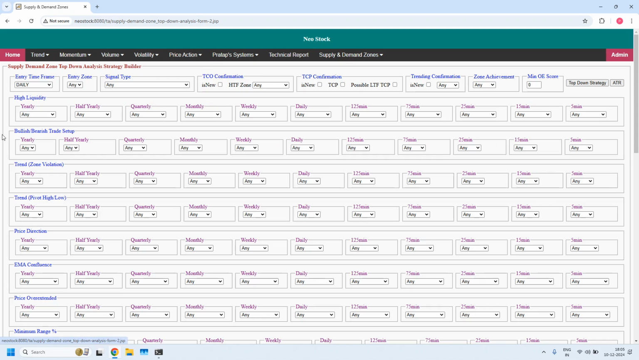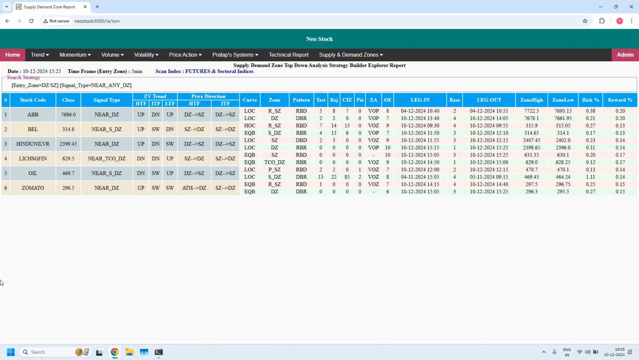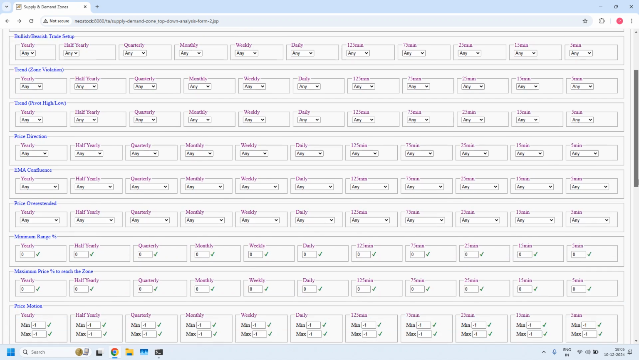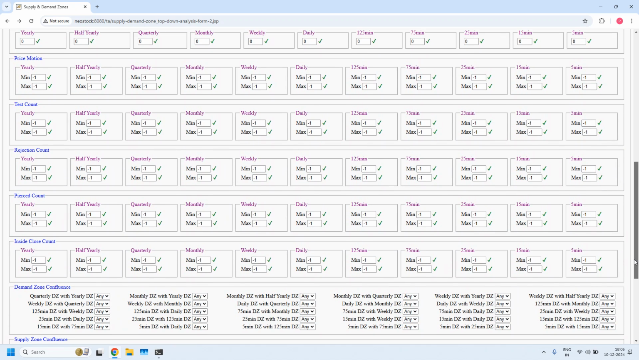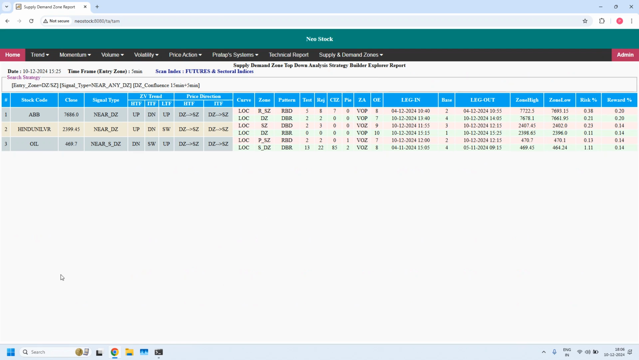Next time frame is the 5 minutes. Stocks near 5 minutes demand zone. We got 6 stocks. Let's find the LTF and ITF demand zone confluence. That is 5 minutes and 15 minutes demand zone confluence. I'm enabling that filter. With this filter, we got 3 stocks. In these 3, third one is not valid because it is a pierced zone.